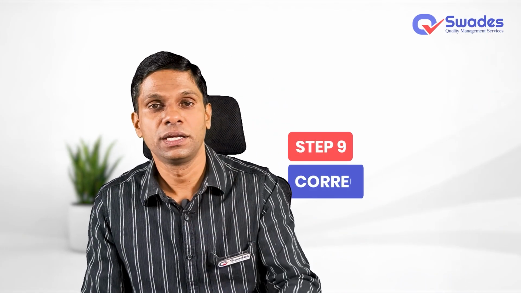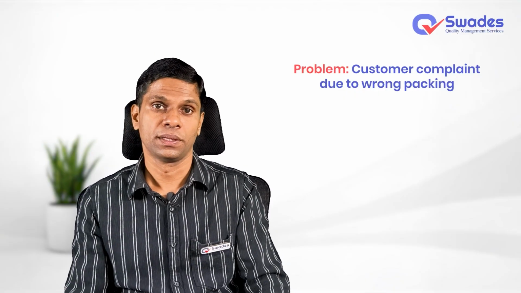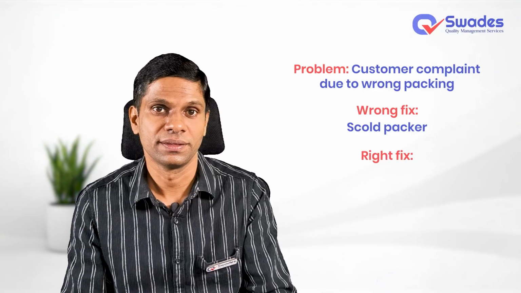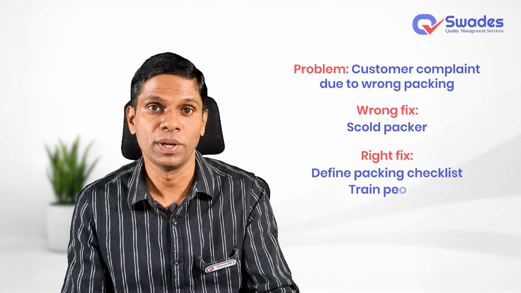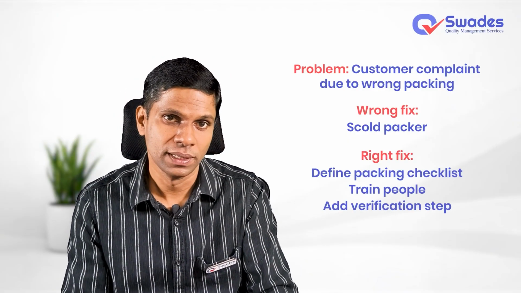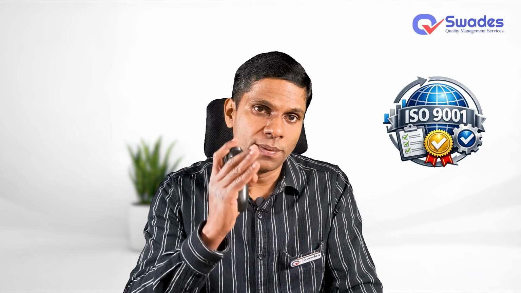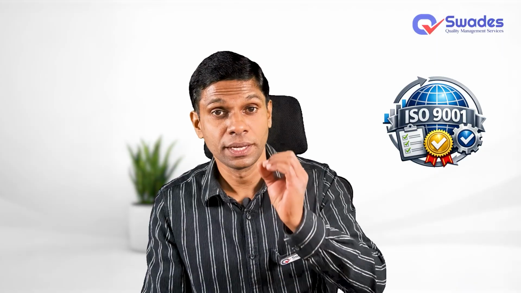Step 9. Corrective actions. Audit will find issues. That is normal. Now do corrective action. Corrective action means fix the root cause. Example, problem, customer complaint due to wrong packing. Wrong fix, scold packer. Right fix, define packing checklist, train people, and verification step. Check effectiveness later. ISO becomes powerful when corrective actions improve system.